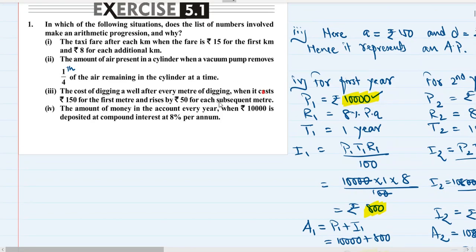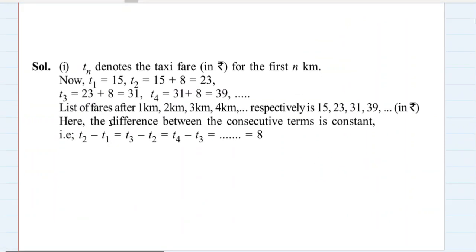So please remember that every time you are given an example of compound interest, that situation will never represent an AP. The situation involving simple interest represents an AP, but the situation involving compound interest does not represent an AP. Okay, remember this. So we have done these questions. Let's check the answers.